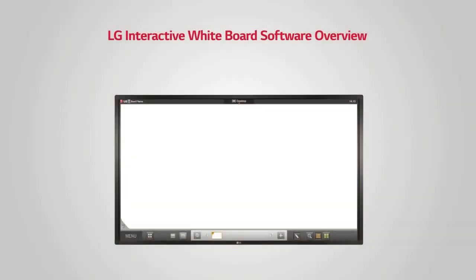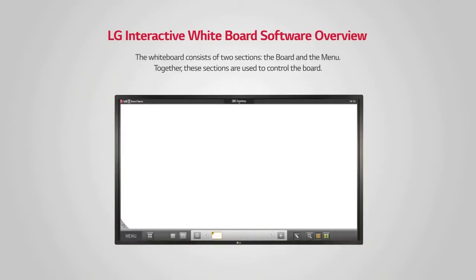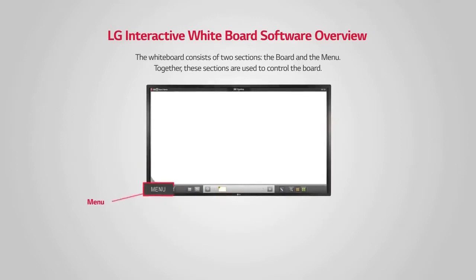LG's interactive whiteboard IWB landing page. As you can see, the whiteboard consists of two sections, the board and the menu. Together, these sections are used to control the board. The board refers to the main area of the screen. The menu refers to the area of the screen below the board. The menu contains many different functions.